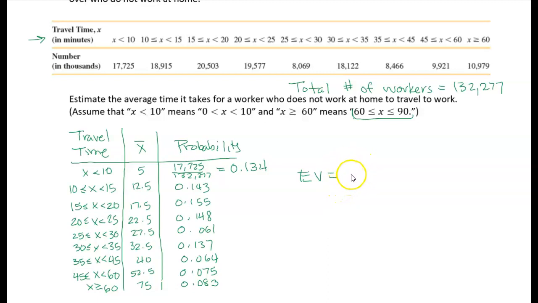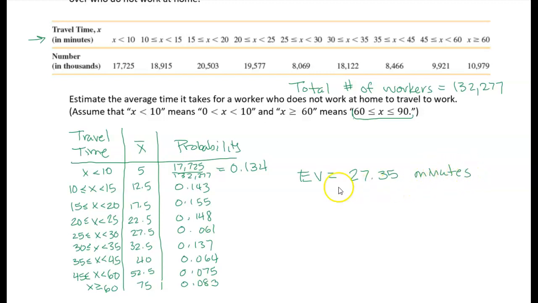I'm not going to write that all out because it's a lot of work, but I'm just going to put it in my calculator: 5 times the probability, 12.5 times this probability, and so on. Add them all up, and what I get is 27.35 minutes, because our random variable is the travel time in minutes.